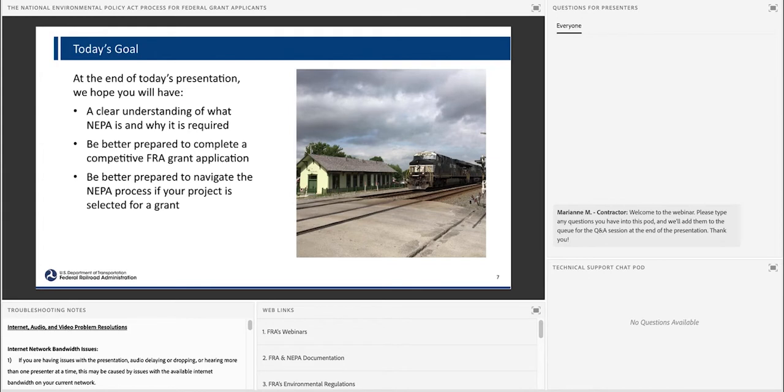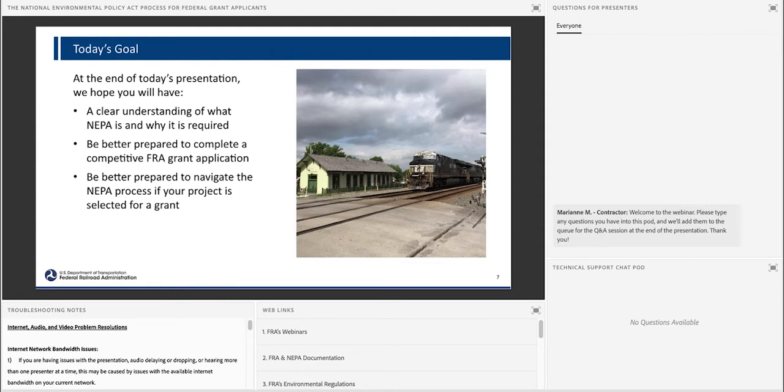So, today's goals, in summary, are our hopeful outcomes for the presentation as you prepare to apply for FRA's CRISI grant. Applications are due on grants.gov by November 29th. We will be referring to the Notice of Funding Availability, or NOFO, throughout the presentation. One bit of advice is to read the 2021 NOFO carefully. It can be found on the FRA website or grants.gov. By the end of today's presentation, we want you to have a clearer understanding of NEPA and why it is required at FRA. This information will help you be better prepared to complete a competitive FRA grant application.